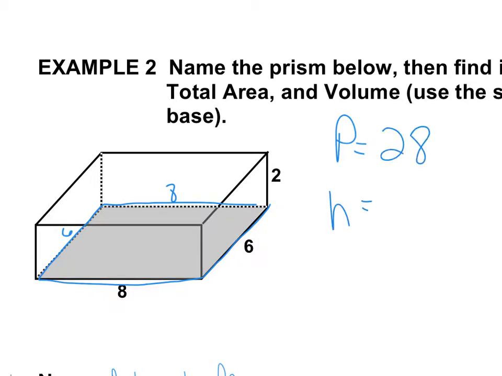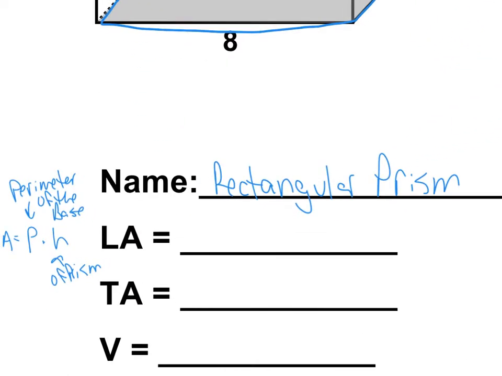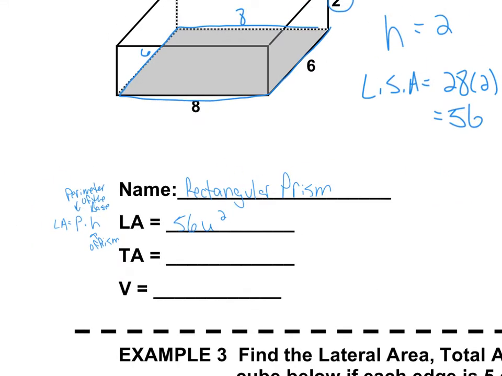Now I need the height of the prism, not the height of just a rectangle, but the height of the whole prism, which is 2. So now I can say that my lateral, I'm going to put LSA, lateral surface area, is 28 times 2, which is 56. Now it is area, so it's 56 units squared. So it's really not that bad.